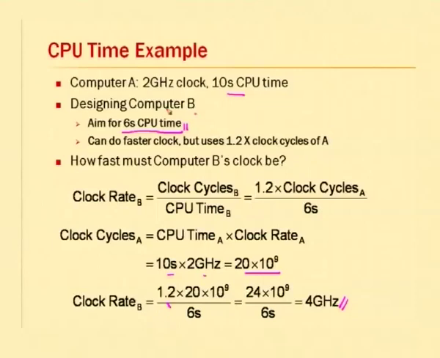Okay, so you can see that using this simple formula that we had, which relates the clock cycles, CPU time and the clock rate, you can figure out how a designer must choose a particular frequency for operation. That was the purpose of looking at this particular example.